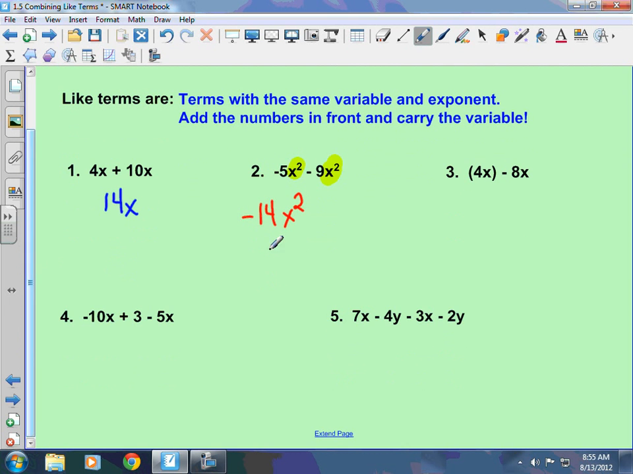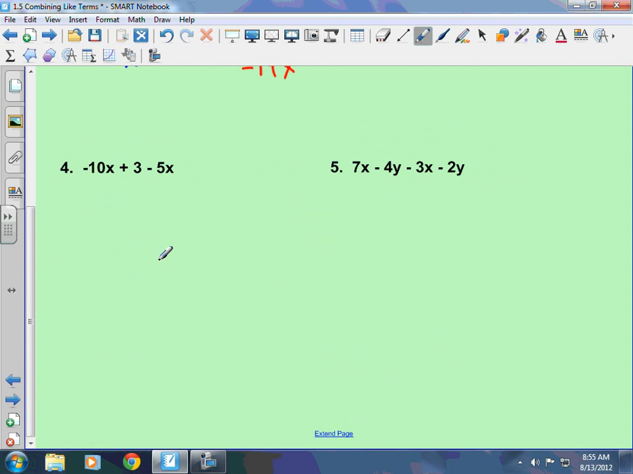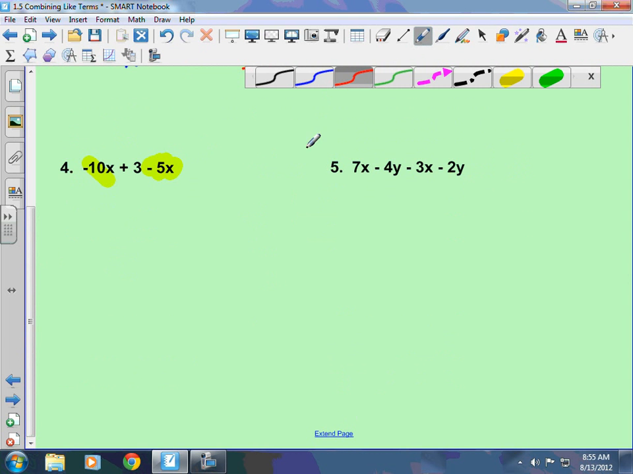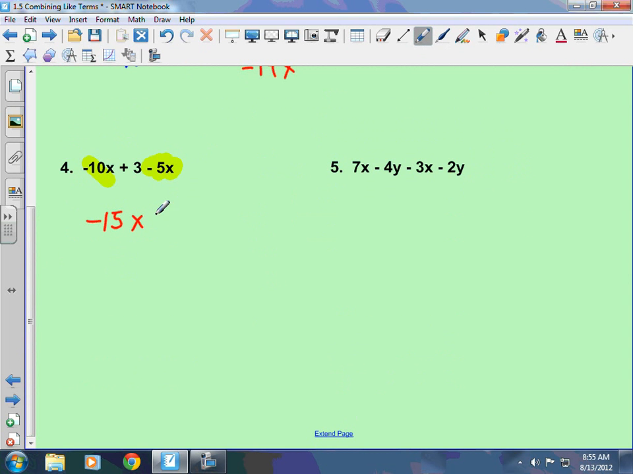Let's go down to number 4. Don't worry that this is in parentheses. That doesn't mean anything. There's a sign in between them, so that means you're either going to add or subtract. Number 4. Which numbers have the same letter? Negative 10 has an x. Negative 5 has an x. 3 does not have an x, so I cannot combine it with anything. Negative 10 minus 5 is negative 15. x plus 3. That's my answer. I cannot combine 3 and negative 15x because the 3 does not have an x.